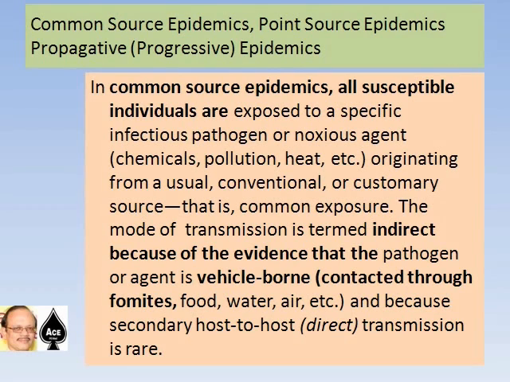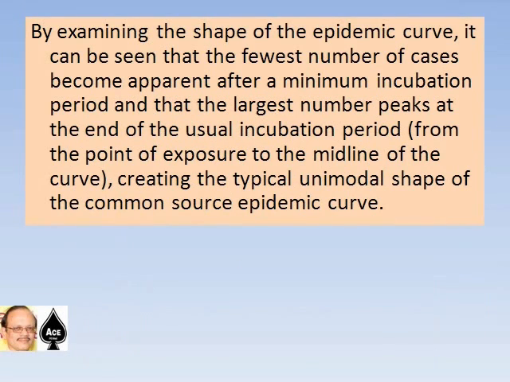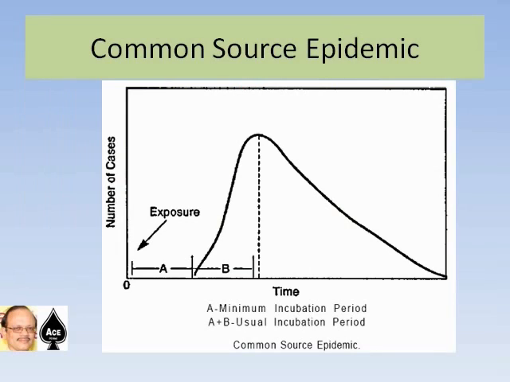The mode of transmission is termed indirect because of the evidence that the pathogen or agent is vehicle-borne, contacted through fomite, food, water, or air, and because secondary host-to-host direct transmission is rare. By examining the shape of the epidemic curve, it can be seen that the fewest number of cases become apparent after a minimum incubation period, and the largest number peaks at the end of the usual incubation period from the point of exposure to the midline of the curve, creating the typical unimodal shape of the common source epidemic curve.